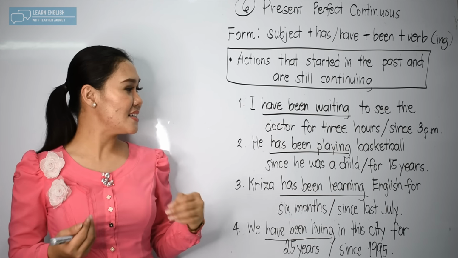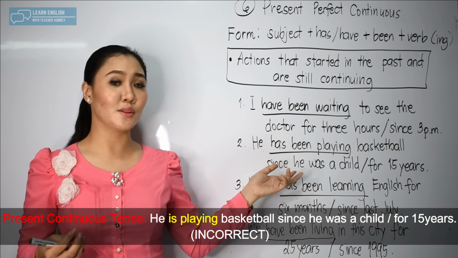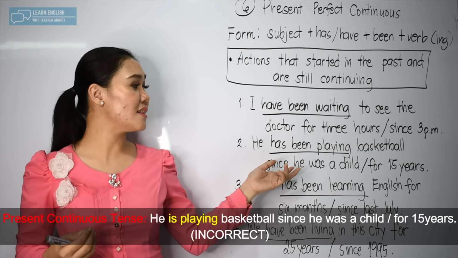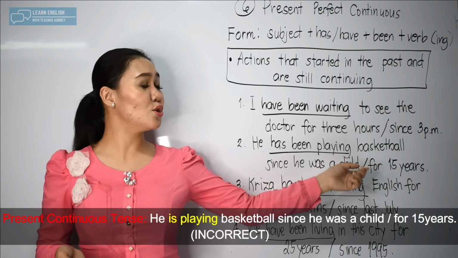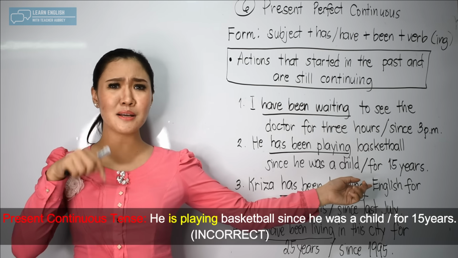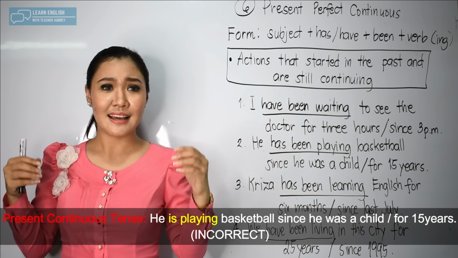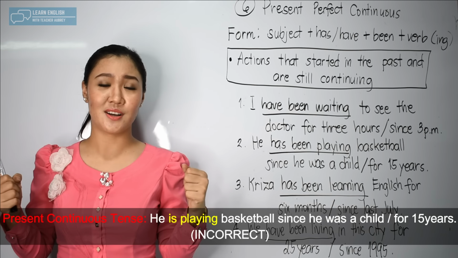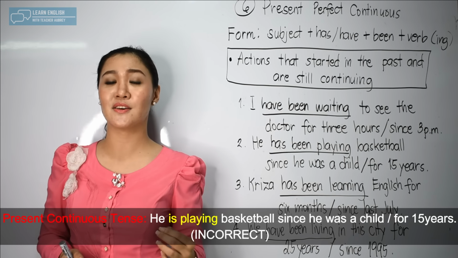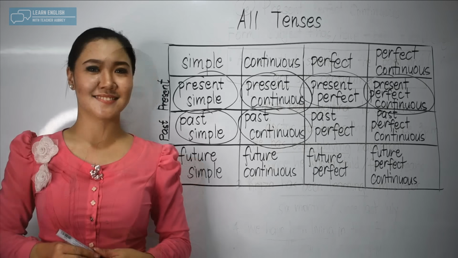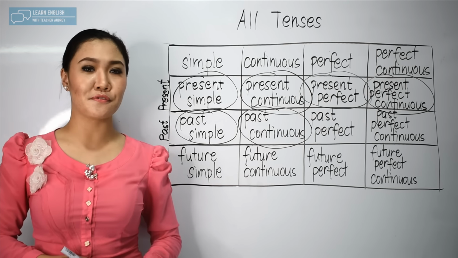Dito rin, maling sabihin na he is playing basketball since he was a child or for 15 years. Maling sabihin na he is playing basketball. Bakit? Dahil tumukoy ka doon sa kilos na nagsimula sa nakaraan at nagpapatuloy hanggang sa kasalukuyan. Hindi siya tumutukoy sa kilos na nangyayari ngayon mismo. That's wrong. Okay? Kaya present perfect continuous or present perfect progressive ang ginagamit. Now this time, let us discuss the past perfect.